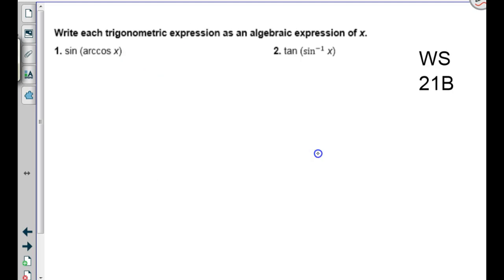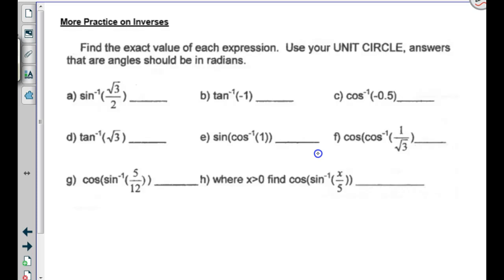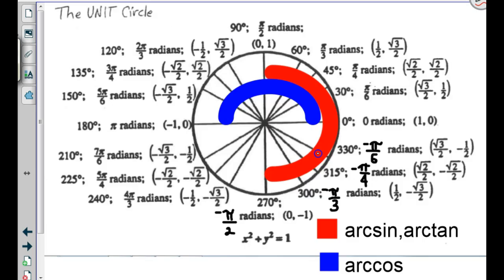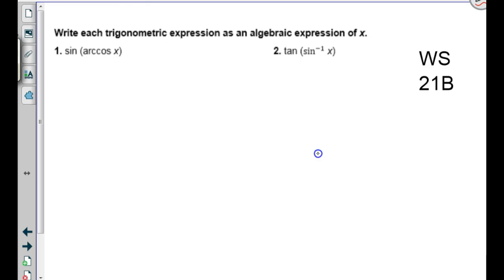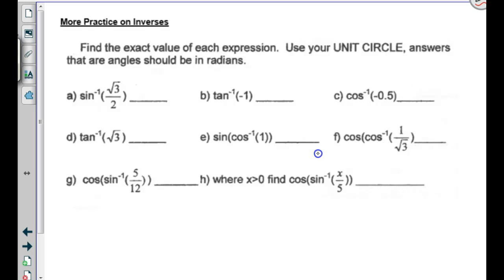Oh, do you have these two? You have these two on 21B? Is this also on 21B? All right. Well, you know what? Let's skip those two for now. Let's just do a quick practice on these, and then we'll do some right off the homework where you have to do that Pythagorean theorem garbage, okay?